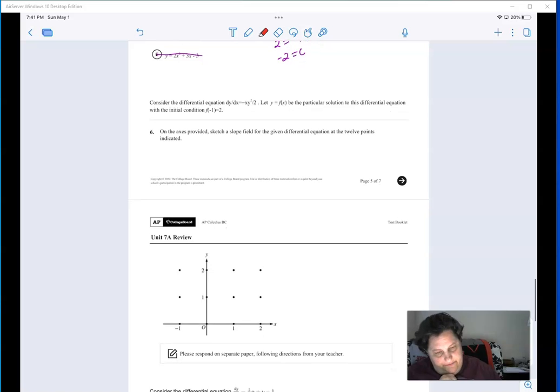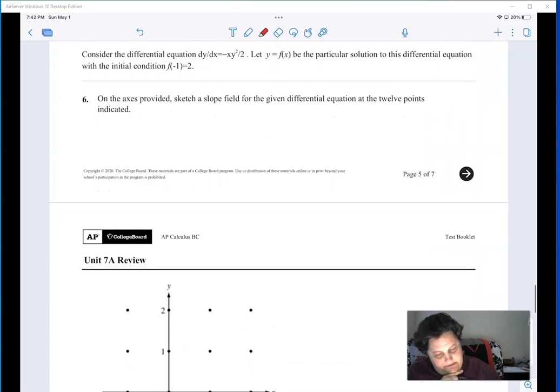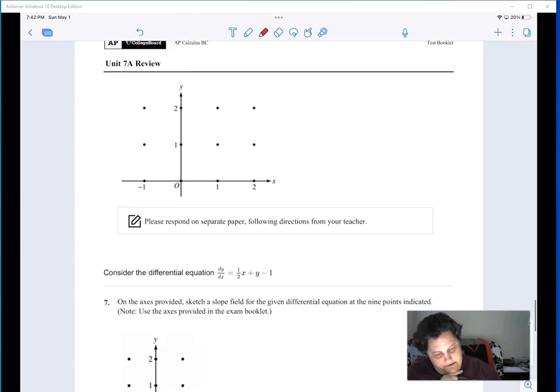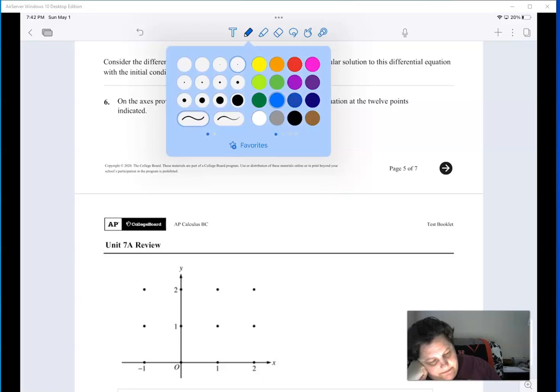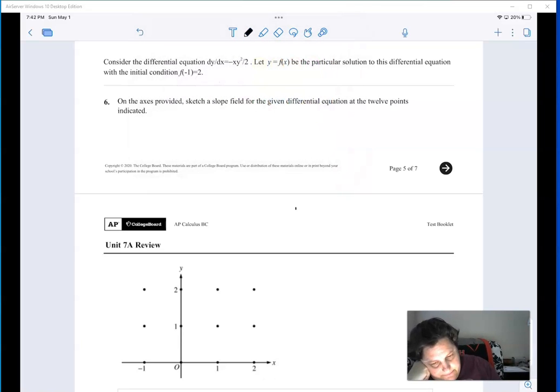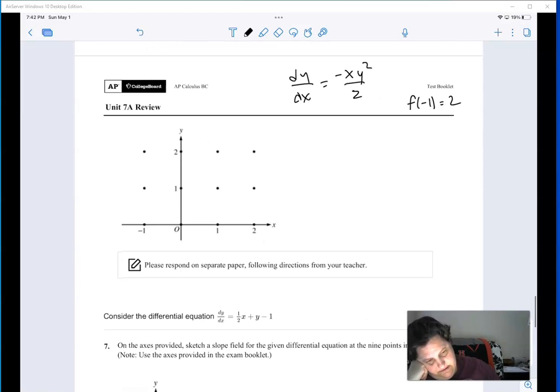Okay, cool. Sketching slope fields, you guys. Ooh, if this comes up on your AP test, I'll be so happy. It comes up every few years. But yeah, here we go. Consider the differential equation dy/dx equals negative x y squared over 2. Let f of x be a particular solution with the initial condition f of negative 1 is 2. Sketch a slope field at the 12 points given. It's not asking me to solve it, so I don't actually need that.